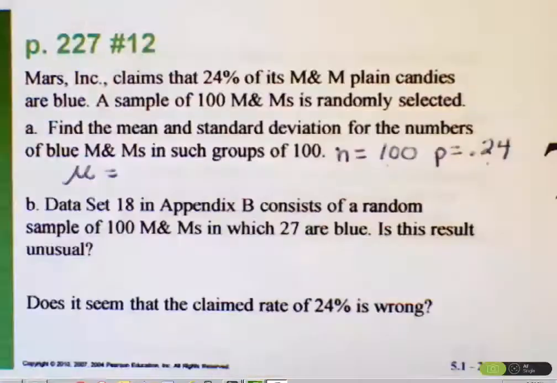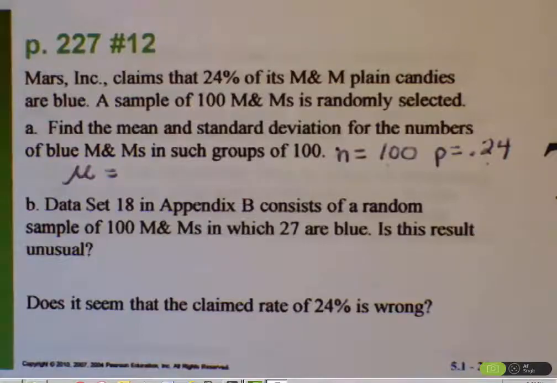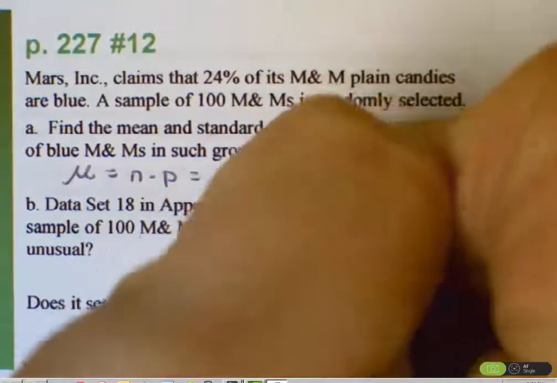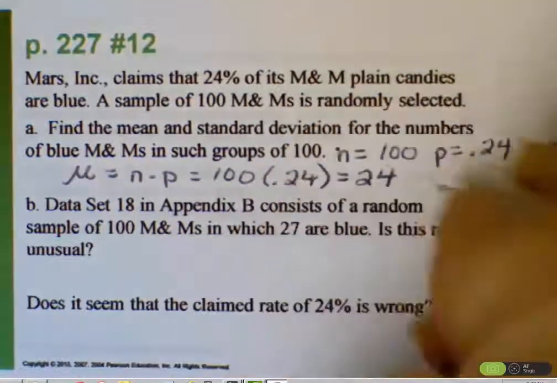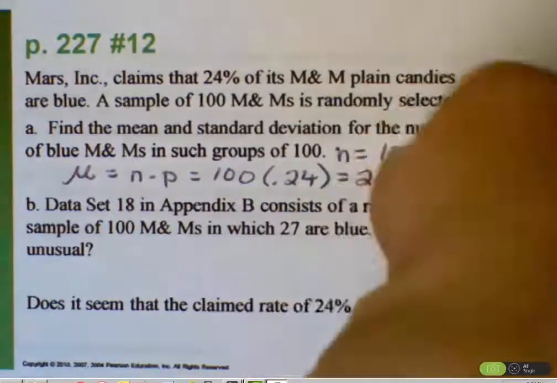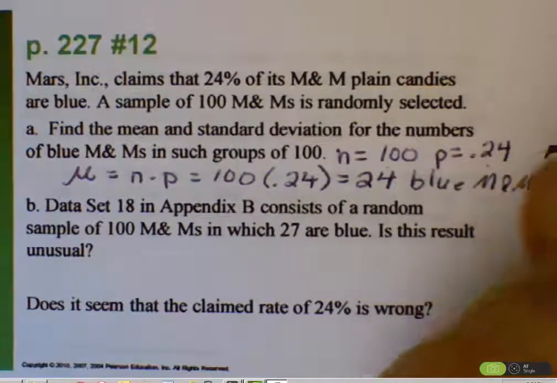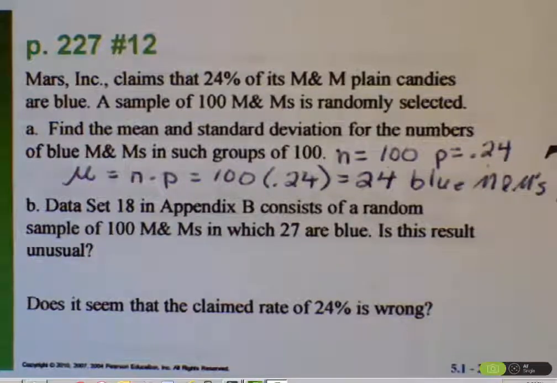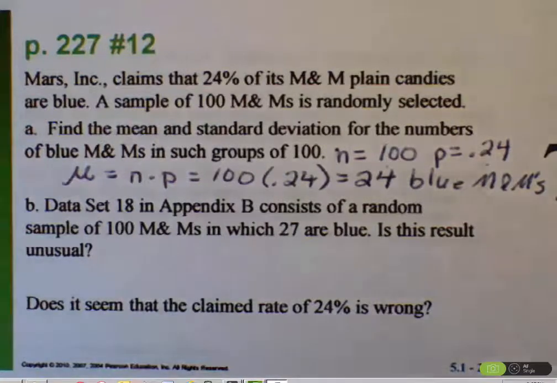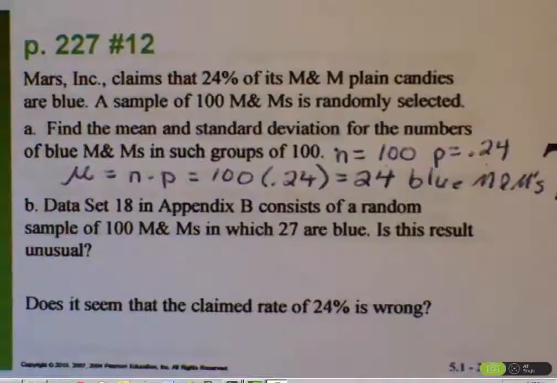If you had a problem that you could not do that in your head, you would say the mean is n times p, or 100 times 0.24, and get that the mean is 24 blue M&Ms. And remember that that means the same thing as expected value, the number of blue M&Ms I would expect to get in a bag of 100. I'm also supposed to find the standard deviation. Let me do that out here.